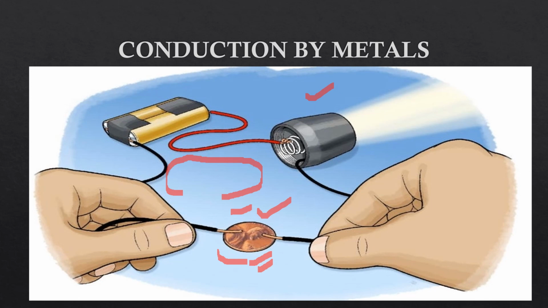So we can say that the electric current is conducted by metals. Metal is a good conductor of electricity. From that, we used copper metal here. It is a very good conductor of electricity.